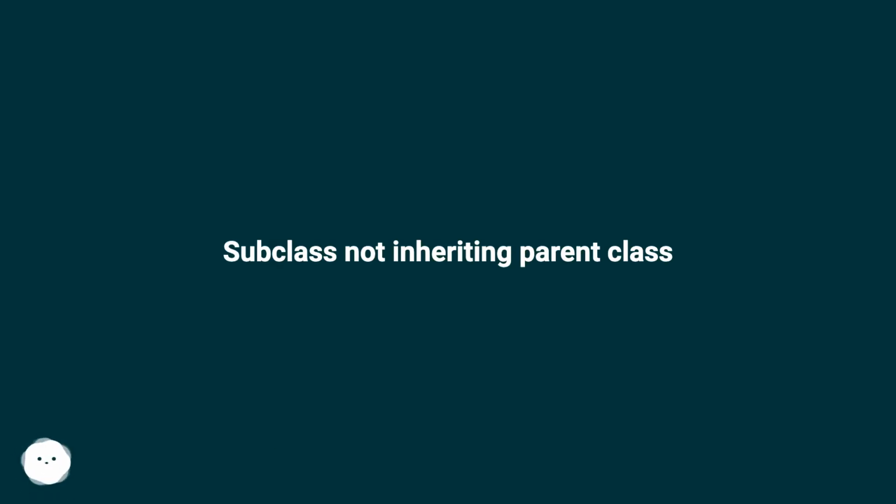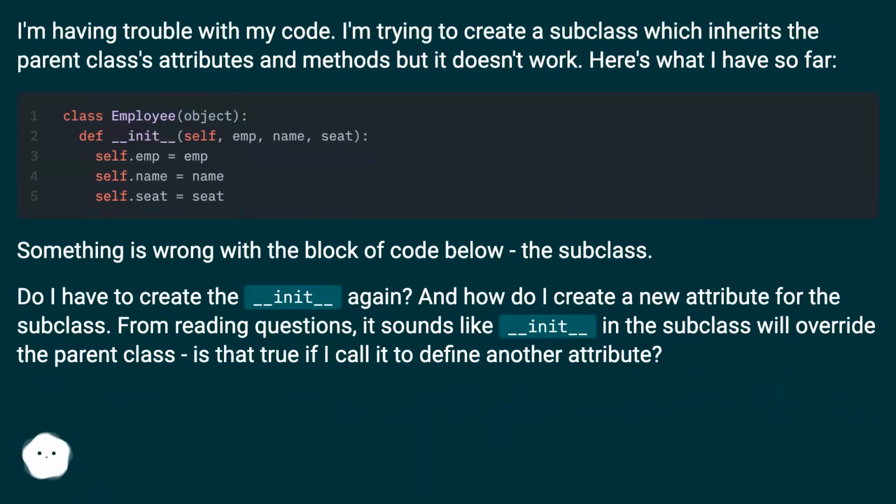Subclass not inheriting parent class. I'm having trouble with my code. I'm trying to create a subclass which inherits the parent class's attributes and methods, but it doesn't work. Here's what I have so far.